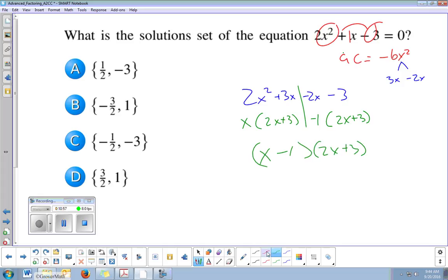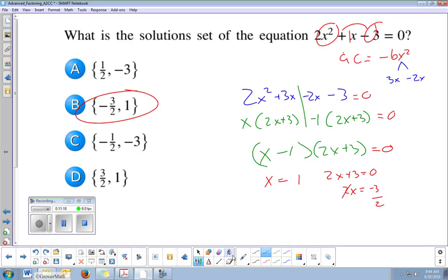Now I should be keeping these equal to 0 the whole time because it's an equation, not an expression. The x minus 1 equals 0 will give me x equals 1. The 2x plus 3 equals 0 is a little bit of work here. I've got to subtract 3 and then divide by 2, so I'll end up with a fraction. Negative 3 over 2 and positive 1.